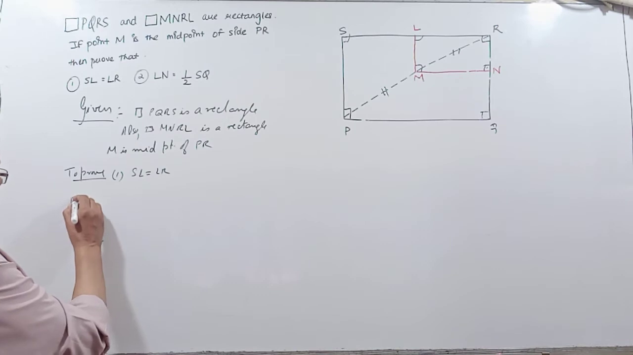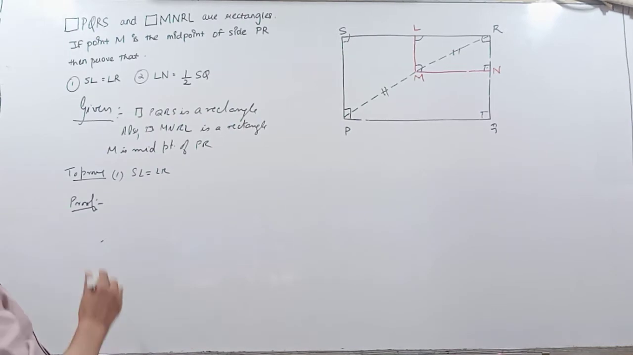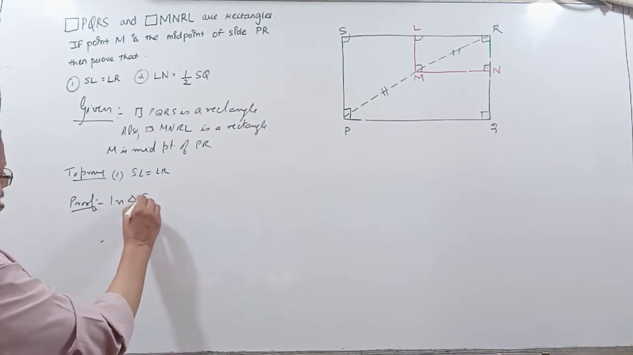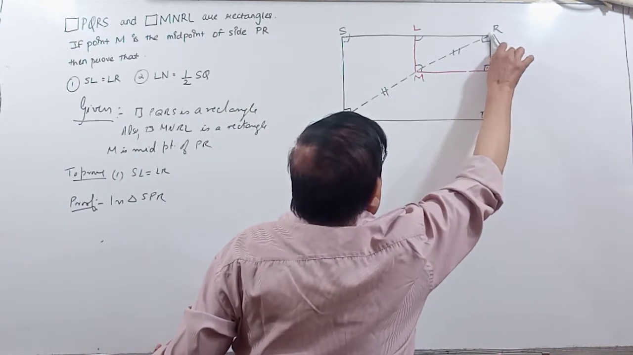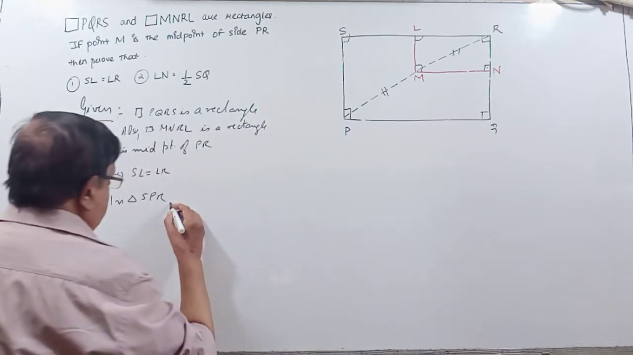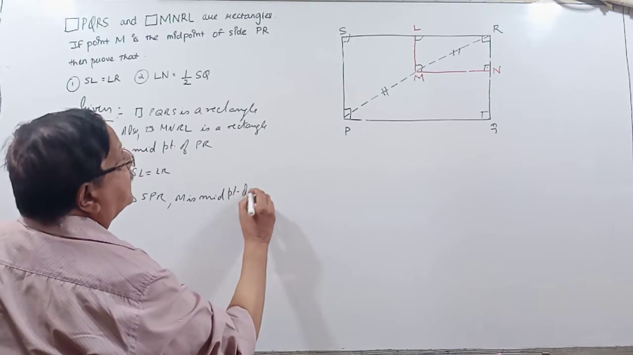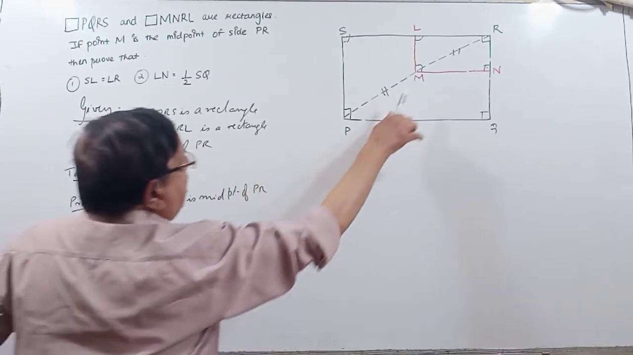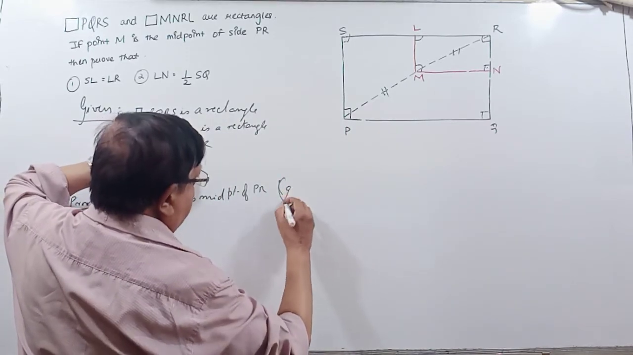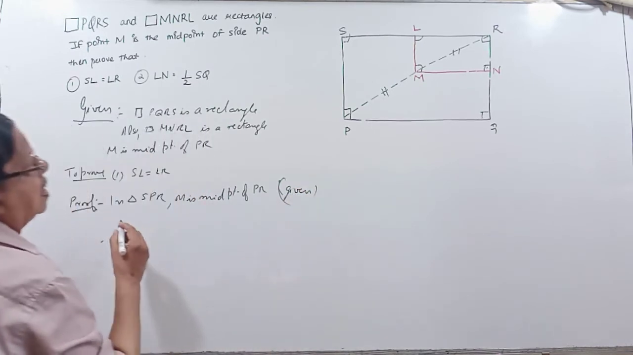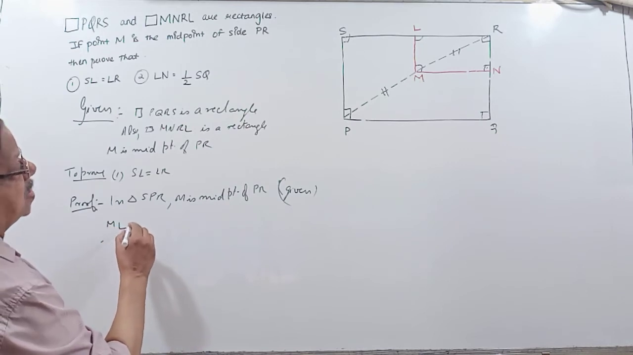For that, proof. In triangle SPR, M is the midpoint of PR, given. And ML is parallel to NR.